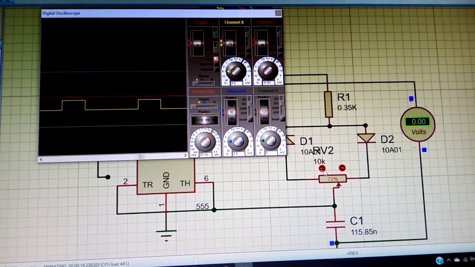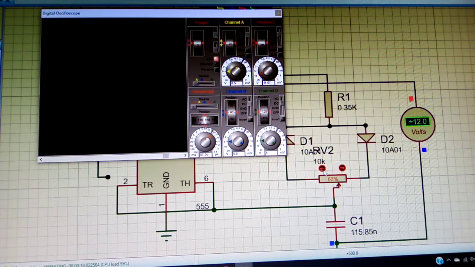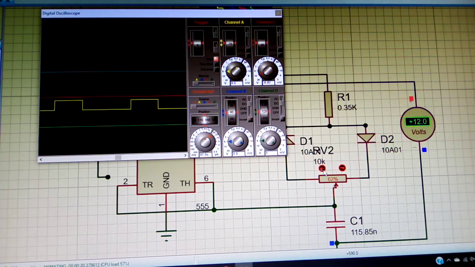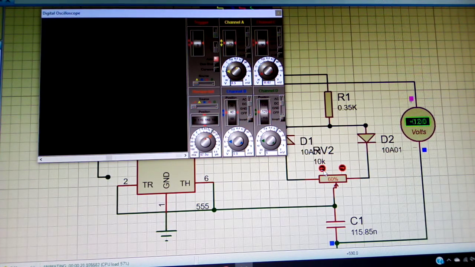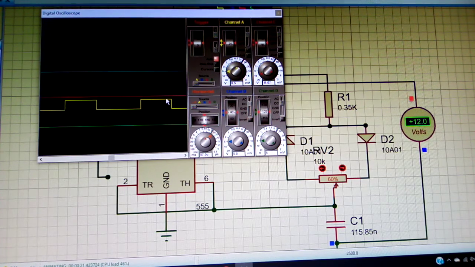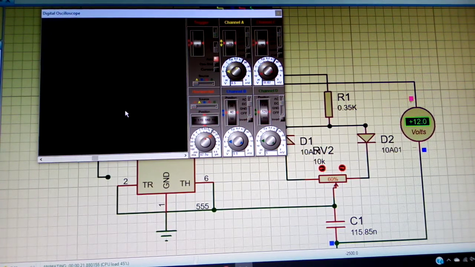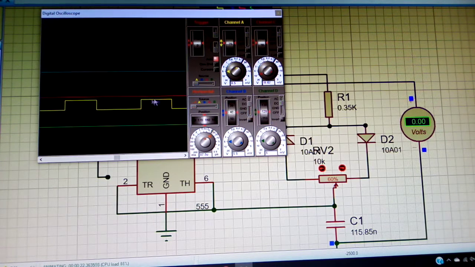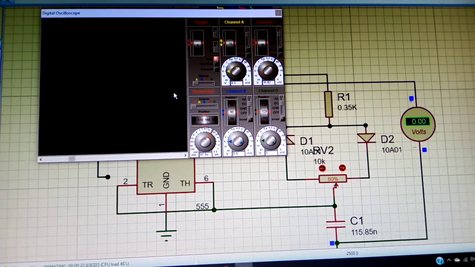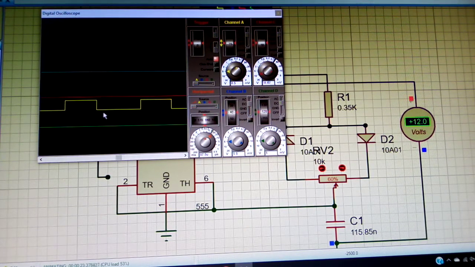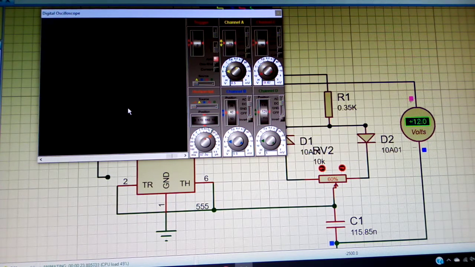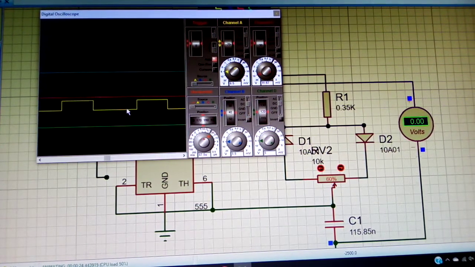What happens if I want to modify to 60%, and what will happen? This one is increasing and this one decreasing. The up part will augment, and this part will be decreasing.